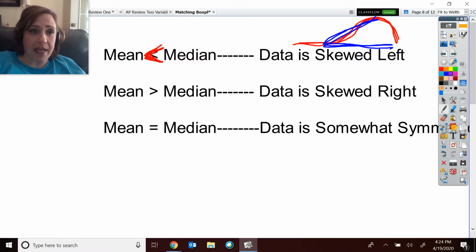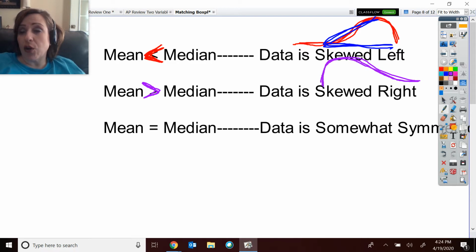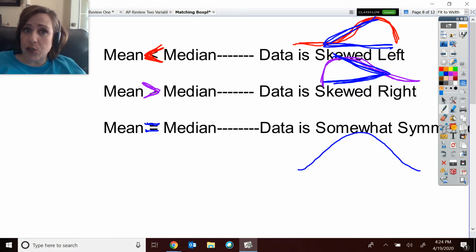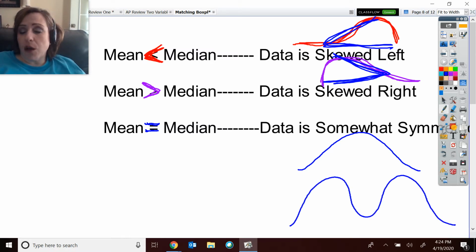Likewise, if the mean is greater than the median, then we've got data skewed to the right, because that greater than symbol makes the mean pull up. Now, if they're approximately the same, pretty close to each other, then the data will be somewhat symmetric.